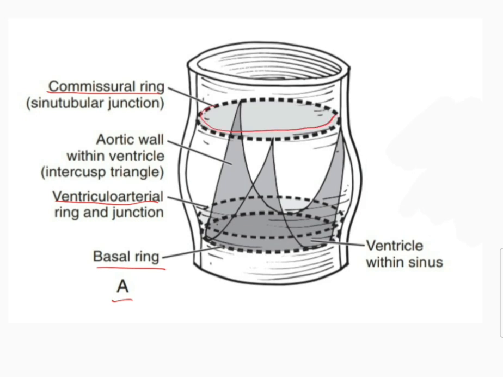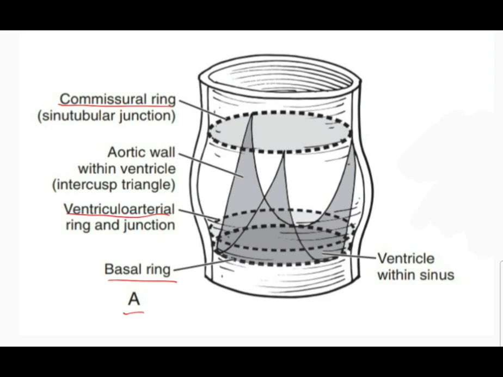Here, the ascending aorta begins and the sinus of Valsalva ends. Don't forget the aortic cusps, located between the basal ring and the commissural ring, here. Where is here? Here is the sinus of Valsalva. Actually, the sinus of Valsalva is also between the commissural ring and the basal ring.